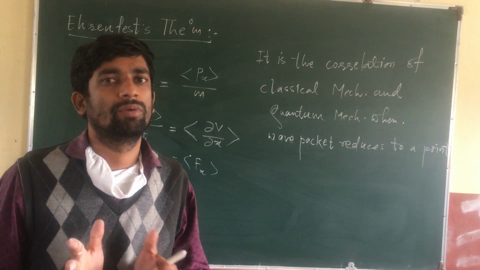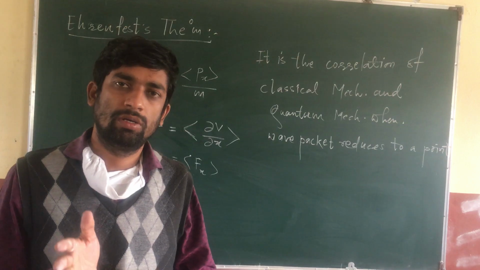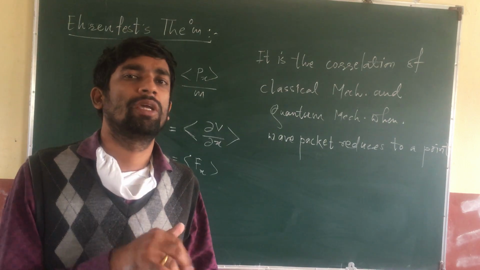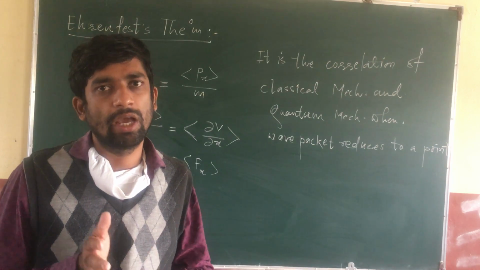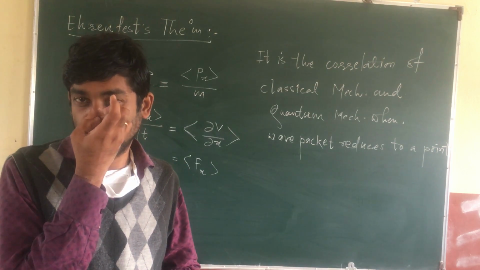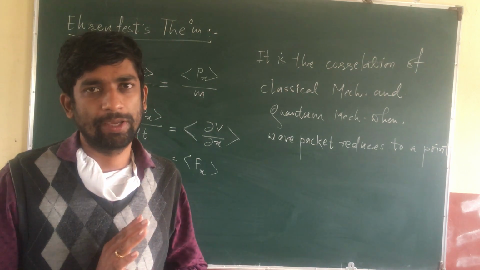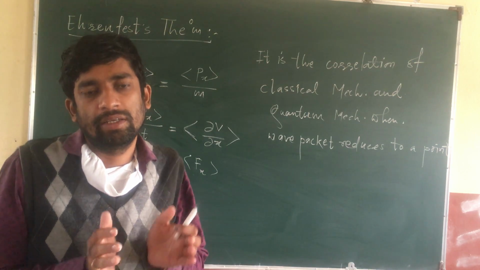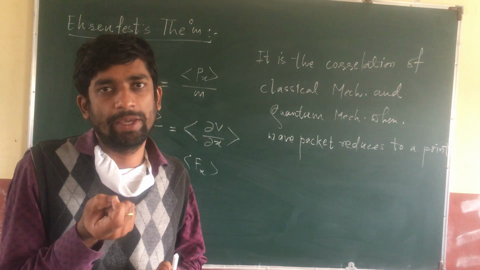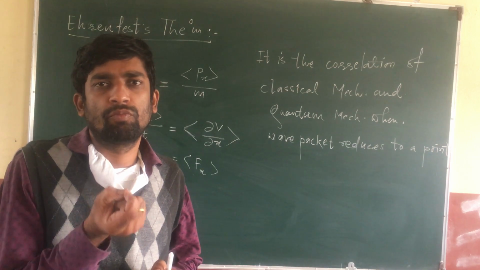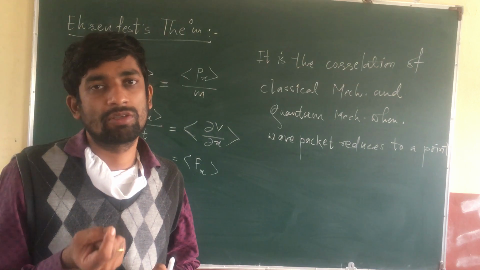Actually, Ehrenfest theorem gives the correlation between classical mechanics and quantum mechanics. That means we have to represent any particle motion in quantum mechanics as a wave packet. So if the wave packet corresponds to a single point, then what happens? The motion of a point we can explain by classical mechanics, that means Newton's law of motion.